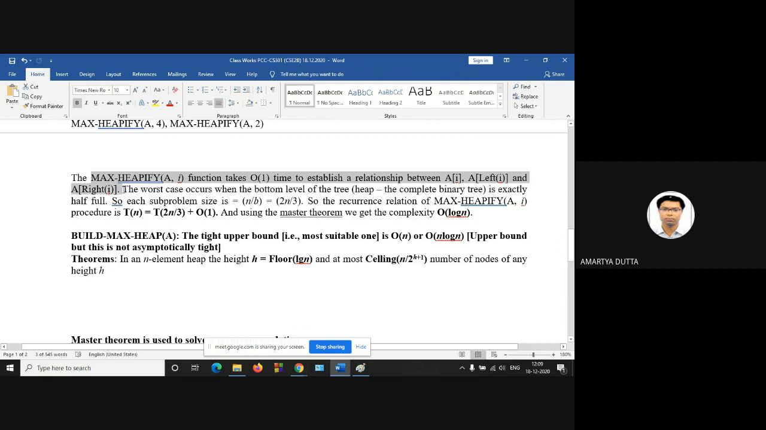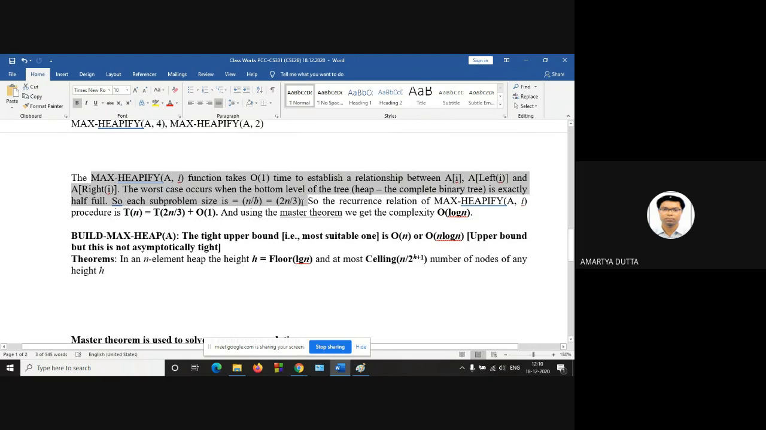The worst case occurs when the bottom level of the tree is exactly half full. So there will be total 3 nodes. Out of 3 nodes, 2 nodes will be there: only the root and the left child. The right child is absent. So what is the subproblem size? We have discussed it yesterday. The subproblem size will be 2n by 3.